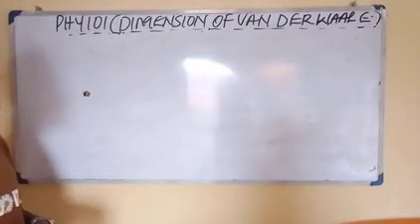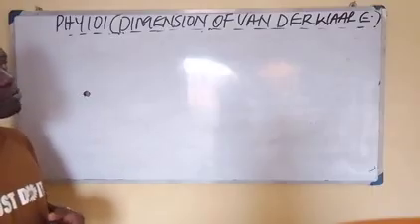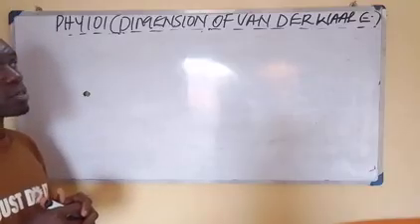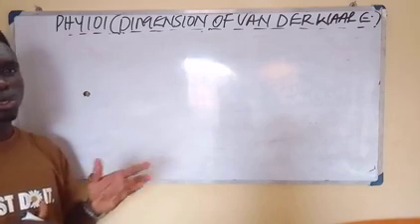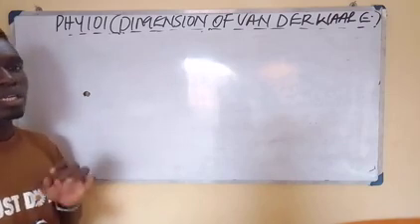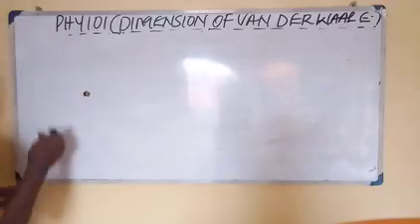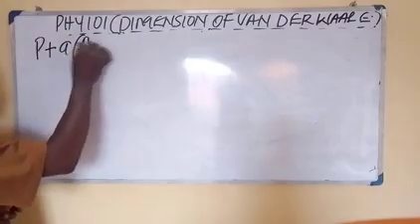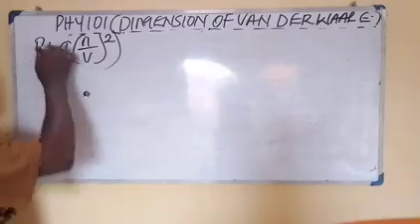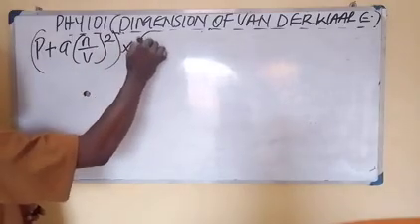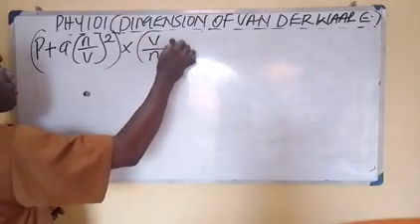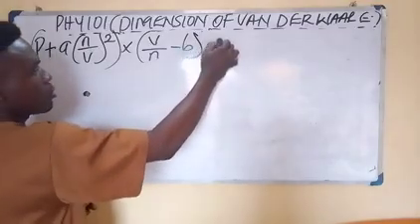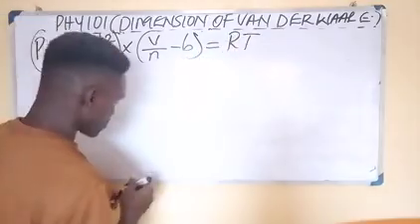Dimension of van der Waals equation. Now this is what we are going to do. First, I shall write out the equation, and I will take my time to explain each parameter. The equation is written as (P + a(n/V)^2) times (V/n - b) = RT.